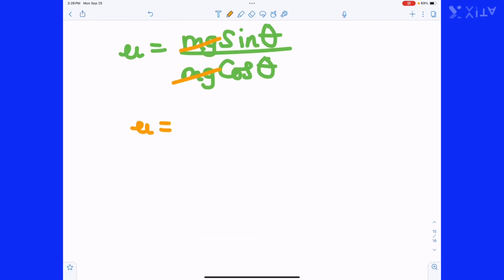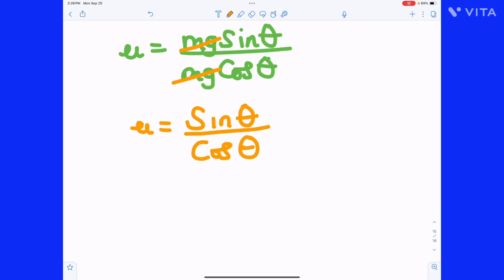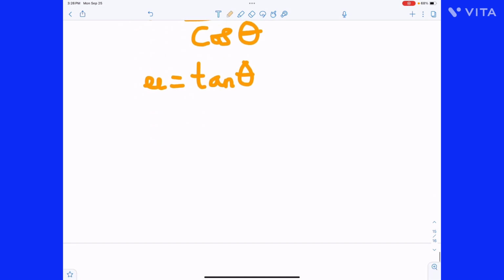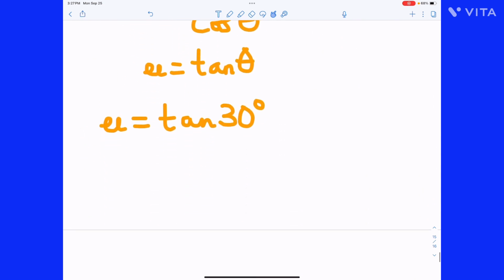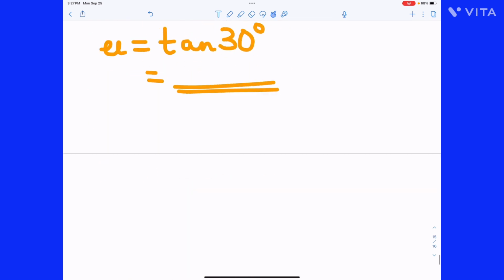It means that my mu, my coefficient of friction on the inclined plane, is equal to sin theta over cos theta. So my coefficient of friction is equal to tan theta. Is that clear? So in this case, the coefficient of friction on the plane will be equal to tan 30 degrees, because the angle of inclination of the plane in this question is given as 30 degrees. So you find tan 30, and that will be your coefficient of friction. Use your calculator to get that.